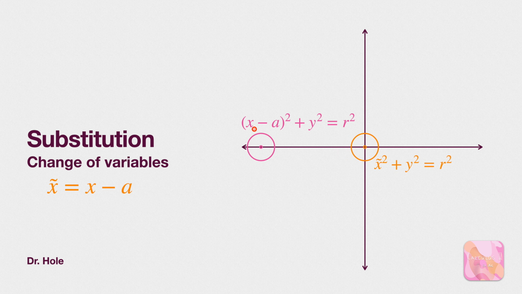That can easily be done if we take this x minus a and term it as a new variable, x tilde. Then doing so, the equation becomes x tilde quantity squared plus y squared equals r squared, an equation for a circle centered at the origin. Under the change of variables, the pink circle moves to the orange circle.